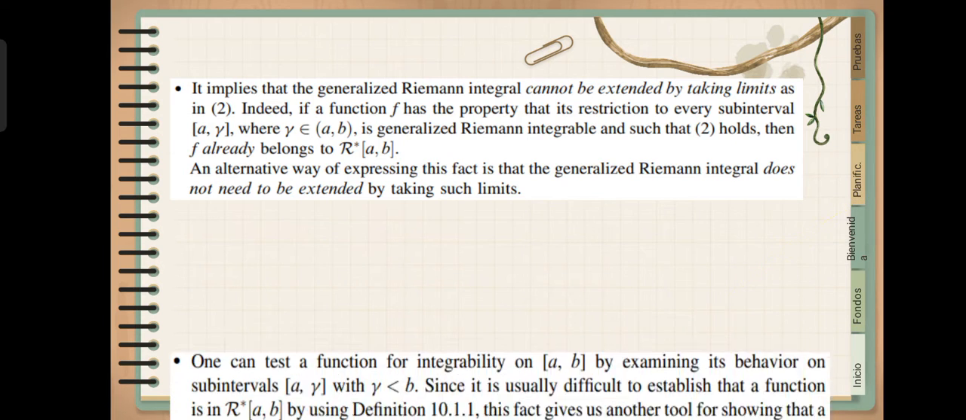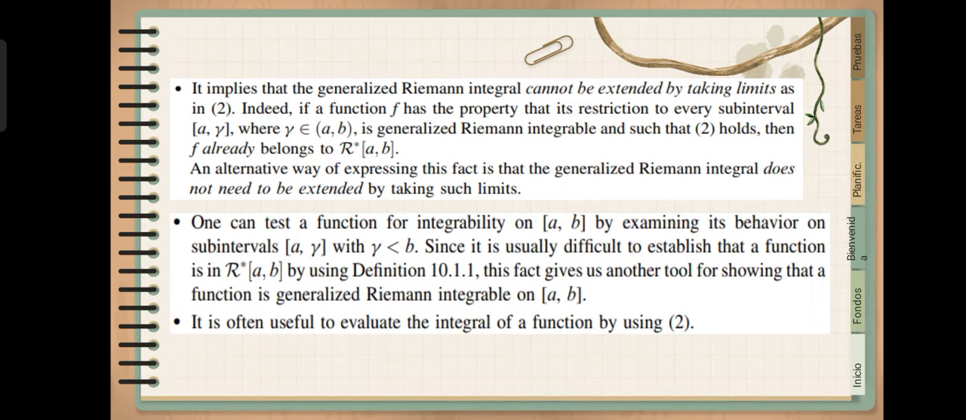An alternative way of expressing this fact is that the generalized Riemann integral does not need to be extended by taking such limits. One can test a function for integrability on [a,b] by examining its behavior on subintervals [a,gamma], with gamma less than b, since it is usually difficult to establish that a function is in R*[a,b] by using Definition 10.1.1. This fact gives us another tool for showing that a function is generalized Riemann integrable on [a,b]. It is often useful to evaluate the integral of a function by using equation 2.